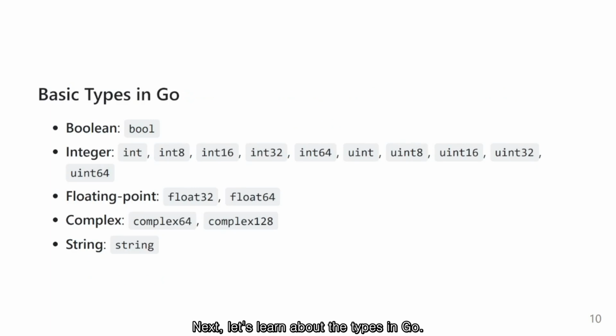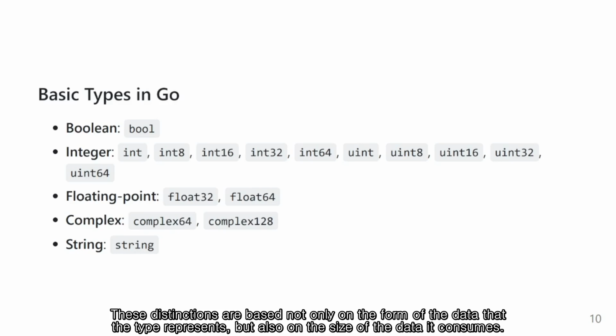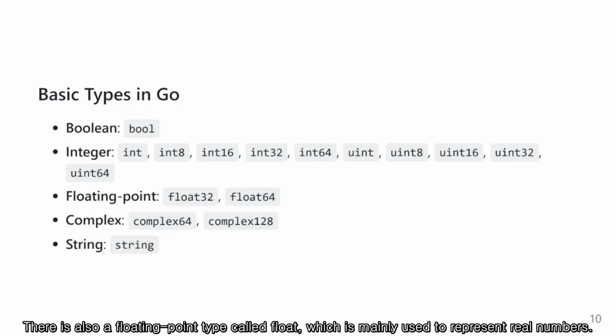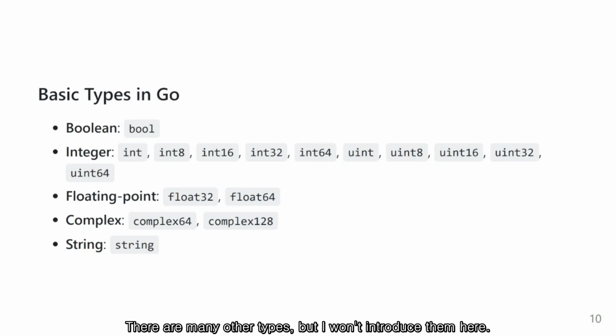Next, let's learn about the types in Go. The basic types in Go are as follows. The Boolean type is related to 0 and 1, and true and false. Since Go is a strongly typed language, there are various types of integers. These types of integers are based not only on the form of the data that the type represents, but also the size of the data it consumes. There is also a floating point type called float, which is mainly used to represent real numbers. There is also a complex type that represents complex numbers and a string type that represents text. There are many other types, but I won't introduce them here.